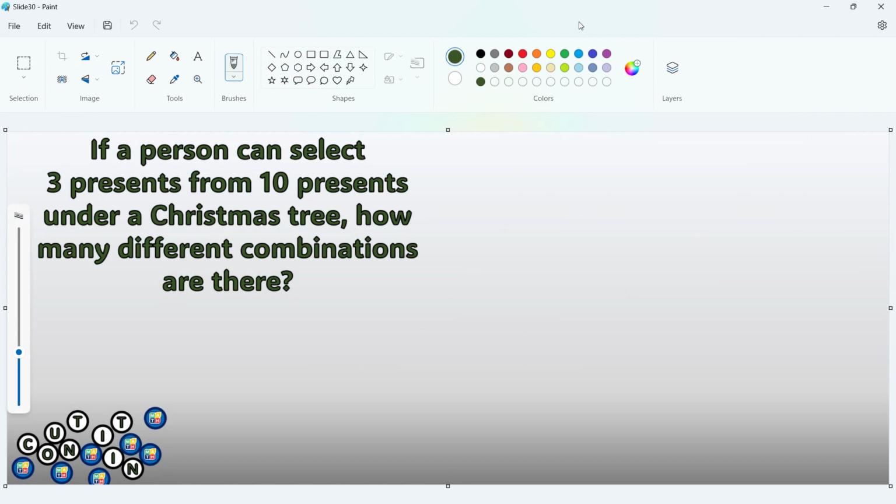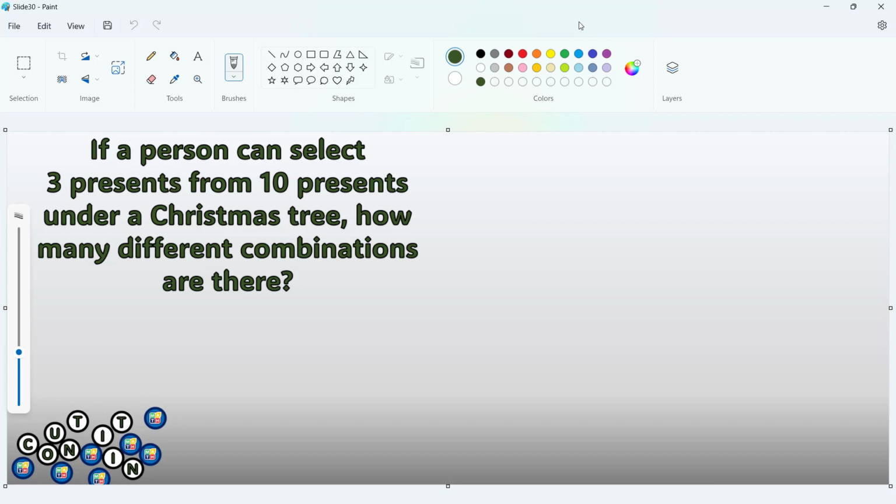If a person can select 3 presents from 10 presents under a Christmas tree, how many different combinations are there? Say for example, you are that person and you are allowed to take 3 presents under the Christmas tree with 10 presents. This is surely a problem of combination. Aside from the word combination is already there, it's because no matter which present you're taking first, second, and third, it's the same whenever you're going to rearrange all of those.